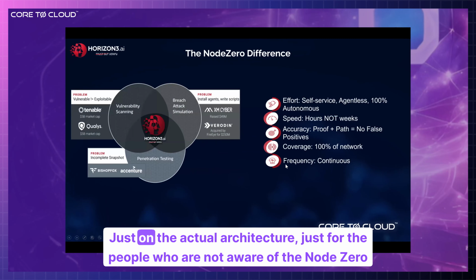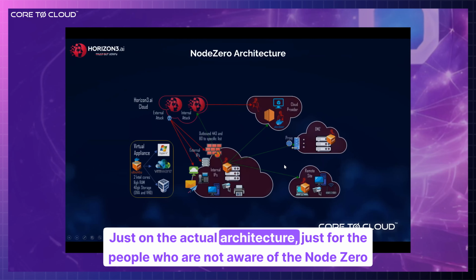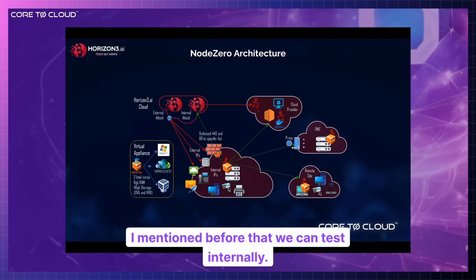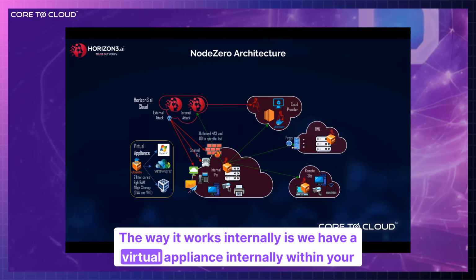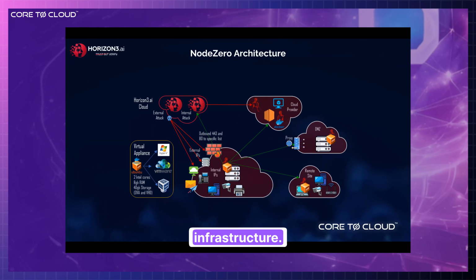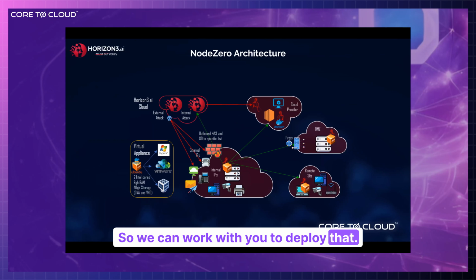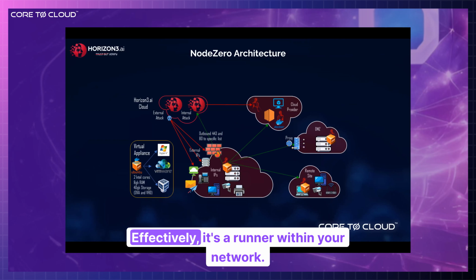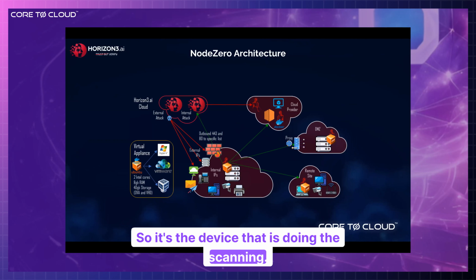Just on the actual architecture, just for the people who are not aware of the Node Zero architecture. I mentioned before that we can test internally. And the way it works internally is we have a virtual appliance internally within your infrastructure. So we can work with you to deploy that. We give you the file or the VHD file for that virtual machine. And that virtual machine is effectively only needed in an internal network when we're testing an internal network. Effectively, it's a runner within your network. So it's the device that is doing the scanning.